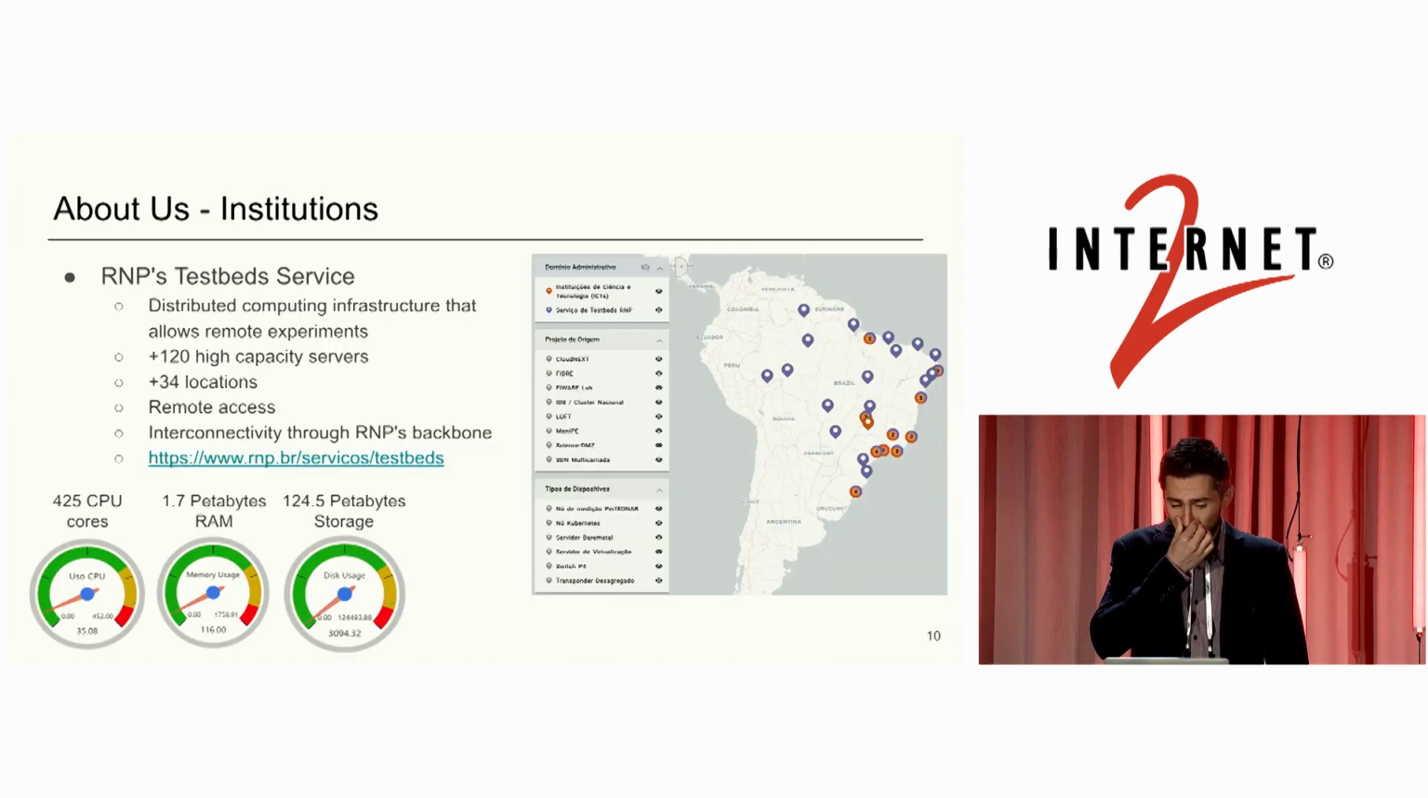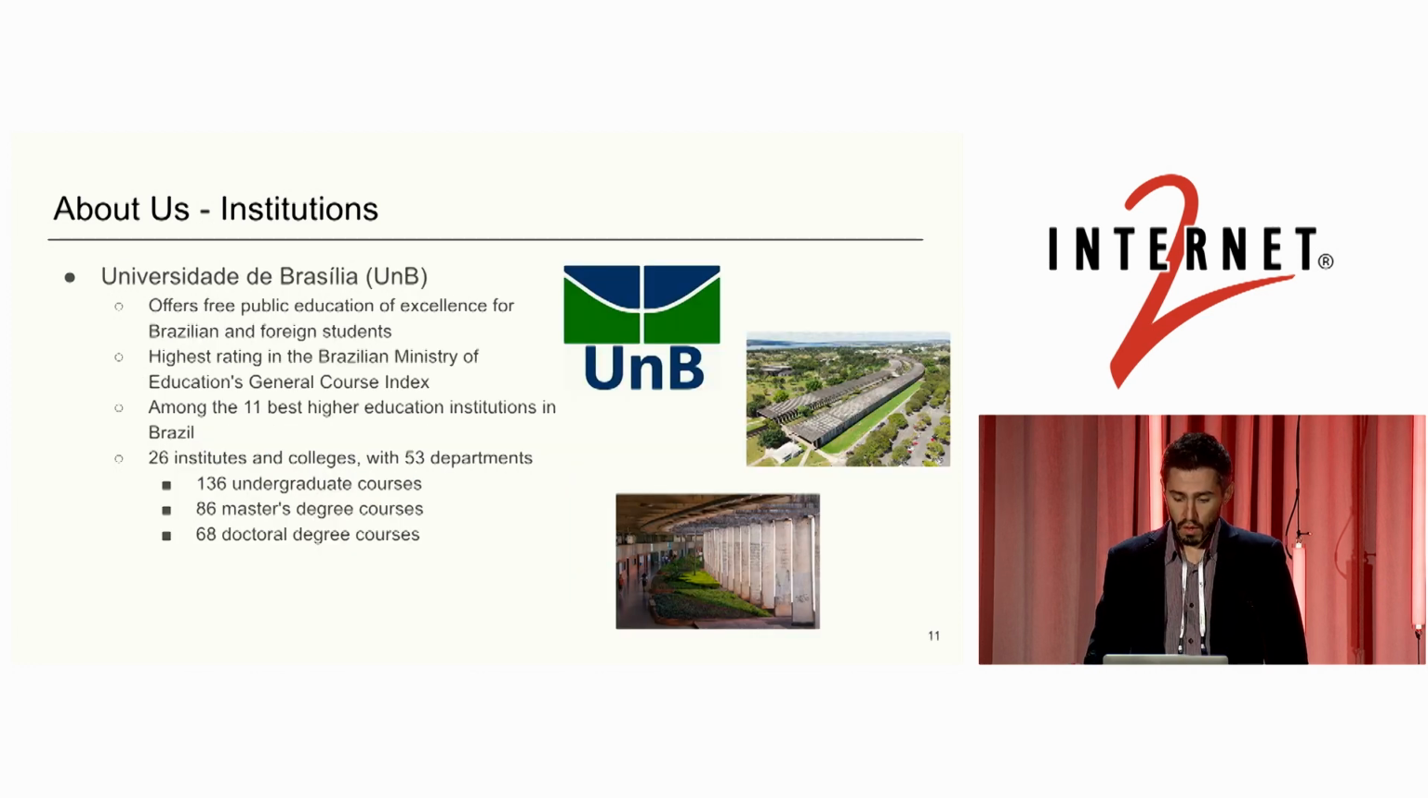We also have testbed services at RNP that provide distributed computing infrastructure to allow remote experimentation for researchers in the country. It has more than 120 high-capacity servers, spread over more than 34 locations in the country. As I said, it provides remote access and it is interconnected through the RNP's backbone. Here are some of our numbers. We have more than 400 CPU cores, 1.7 petabytes of RAM, and also 124 petabytes of storage. Well, that's enough about RNP.